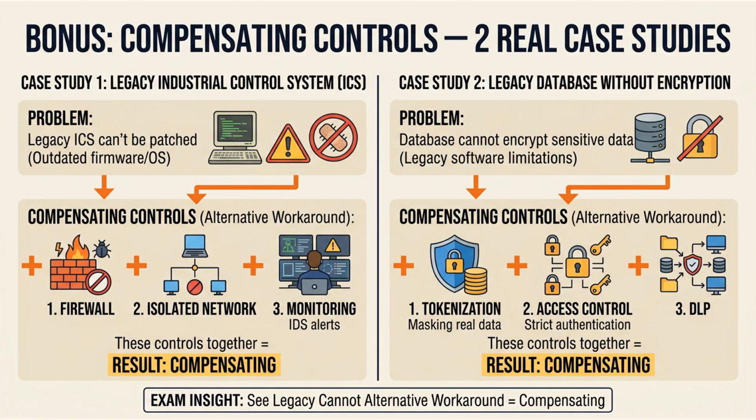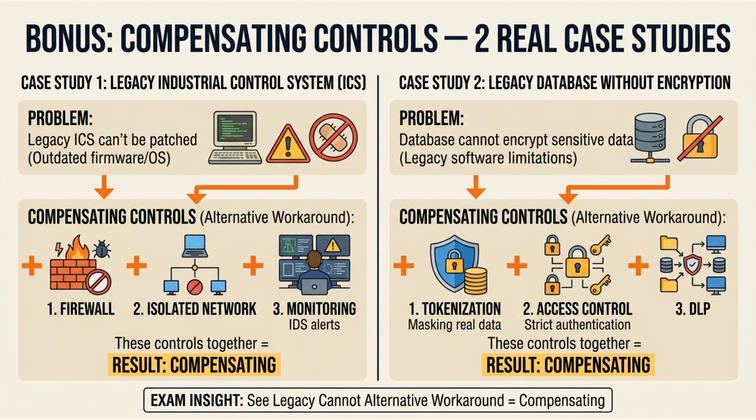Bonus deep dive. 2 real compensating case studies. This is where students finally get it. Case 1. Legacy industrial control system that controls factory robots. From 2008, vendor out of business, cannot be patched, cannot install antivirus. Primary control, patching, fails. What do?